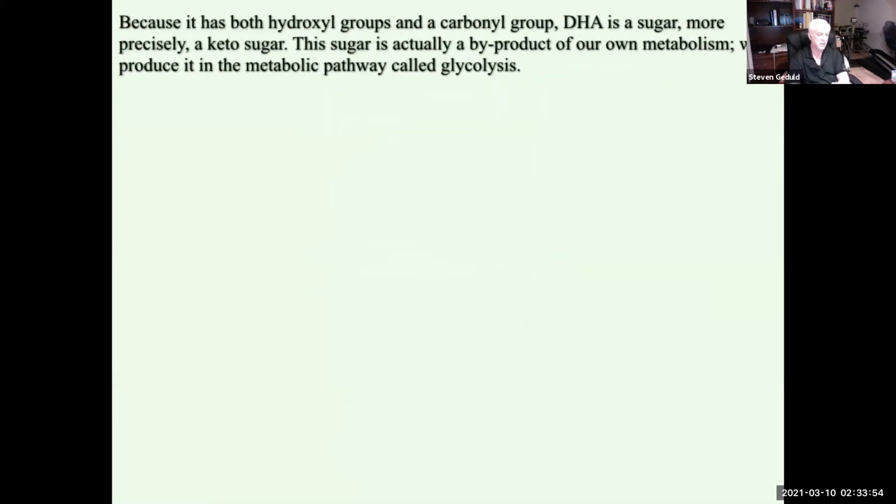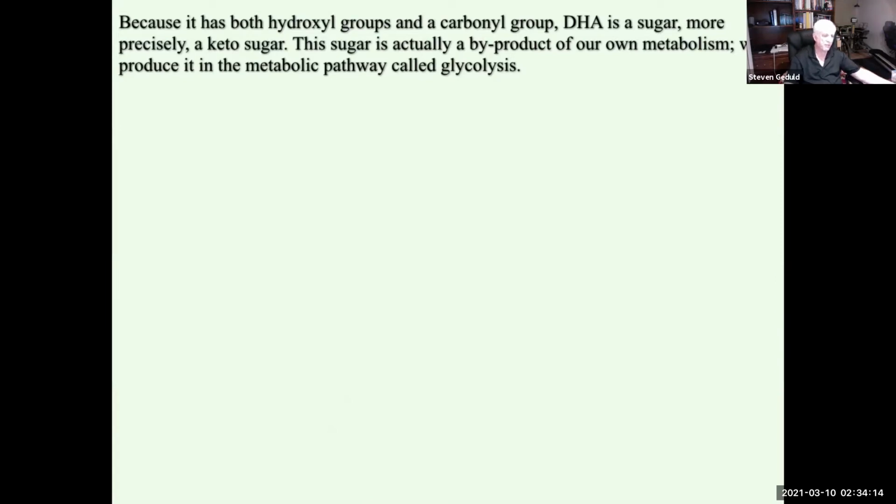That's DHA, because it has both hydroxyl groups and a carbonyl group. DHA is a sugar. Okay, more precisely, it's a keto sugar, a ketone sugar. We get into a lot of sugars in chapter 17, I believe. We'll know how to name all these sugars and what they do in the body.